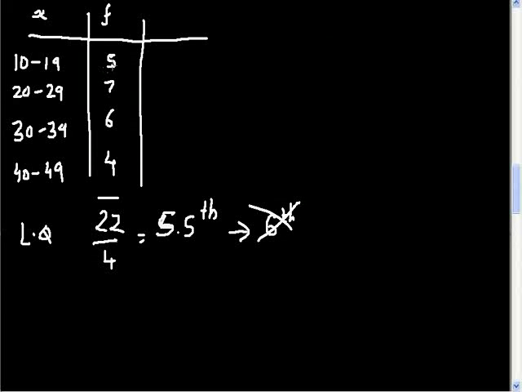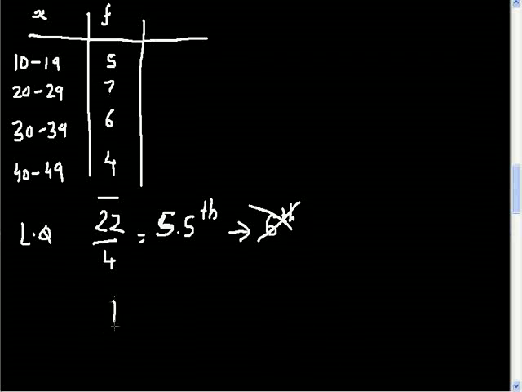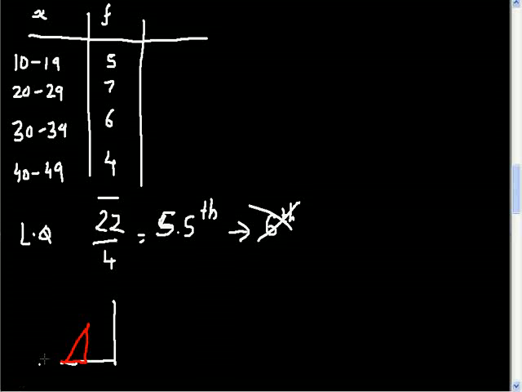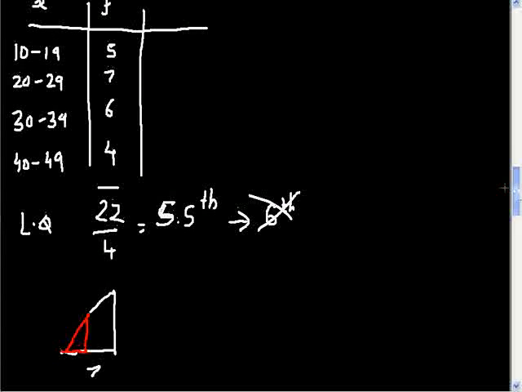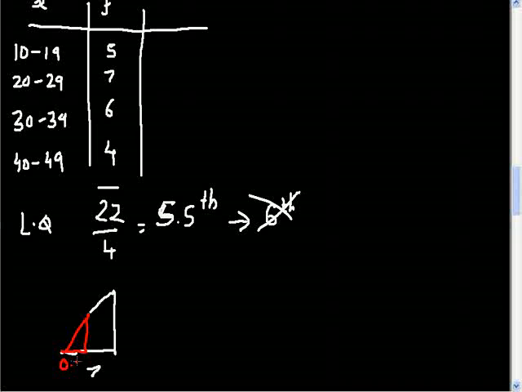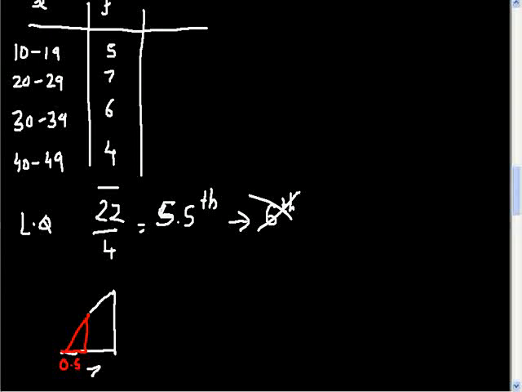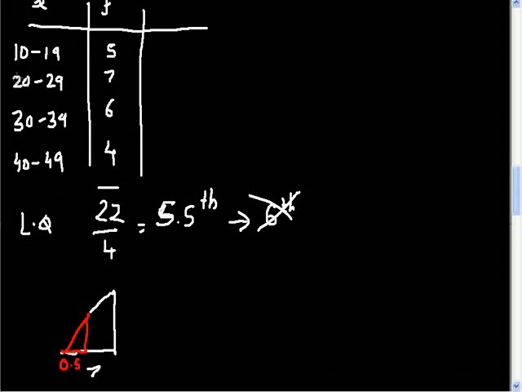Now 5 people are in this category, so you're going to look at the 0.5th person in this category. That category has 7. So let's do the triangle thing again. I'll put the 7 here, and then the red one shows a smaller triangle. So that's the 0.5th person, and then that category has a class width of 9.